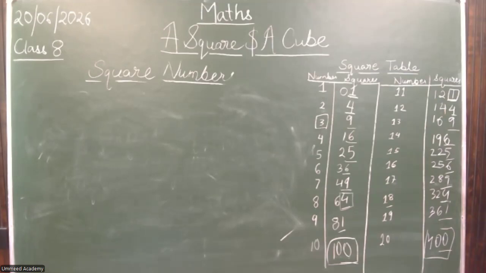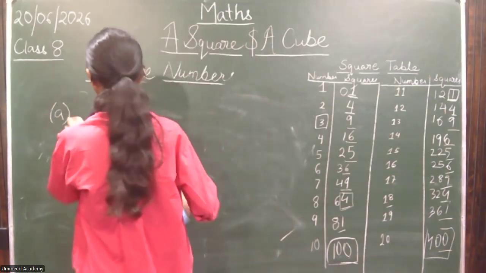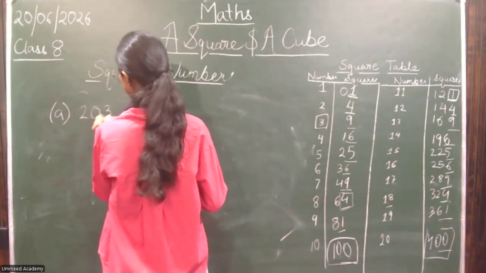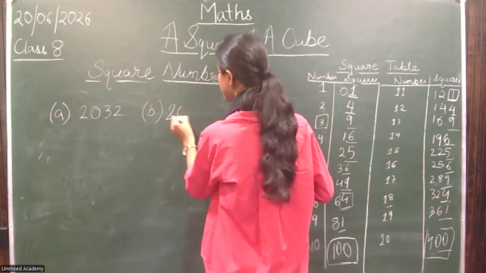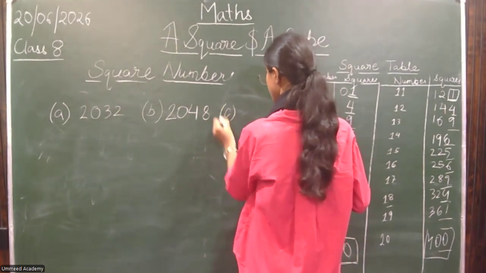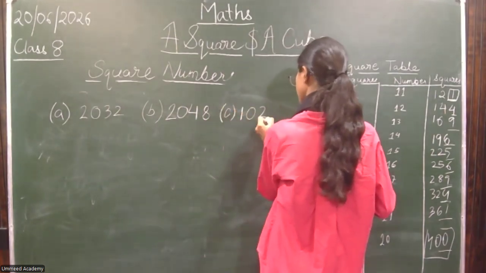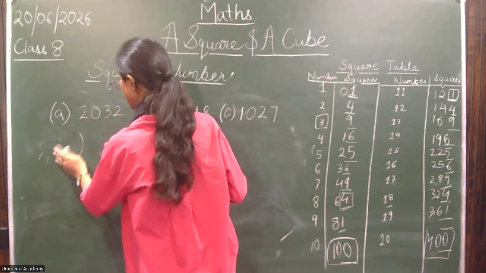Pulkit, is the topic of perfect square clear to you? Yes, ma'am. Okay, I'm giving you four numbers. Are the numbers clear to you? Yes, ma'am.